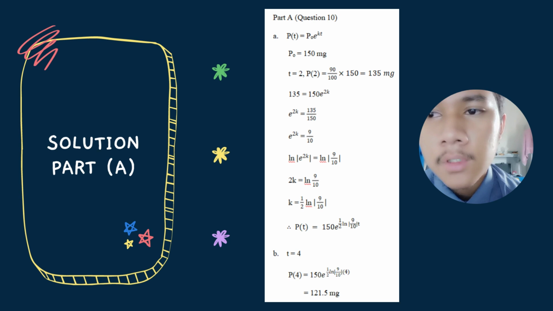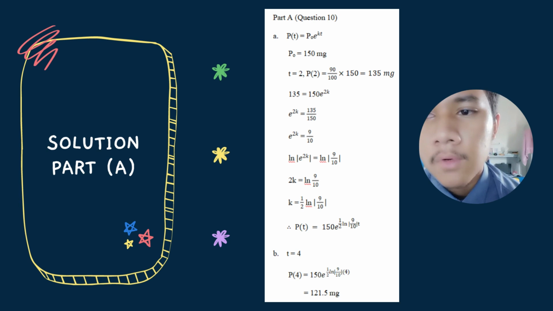e^(2k) equals 9 per 10. So we need to solve it using ln. So the final answer for question A is P(t) equals 150 e^((1/2) ln(9/10) t).